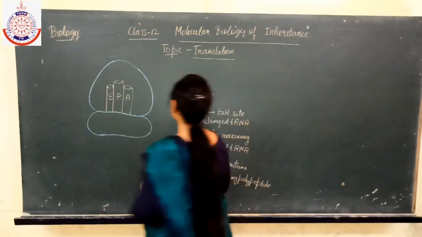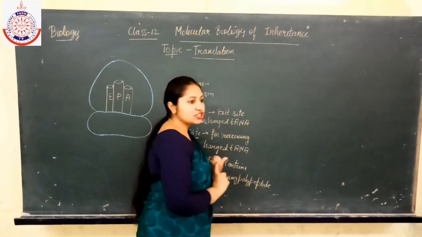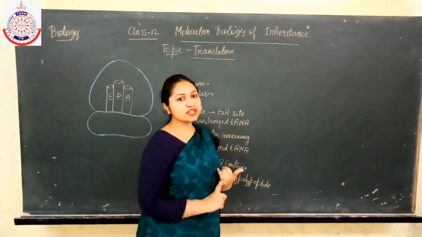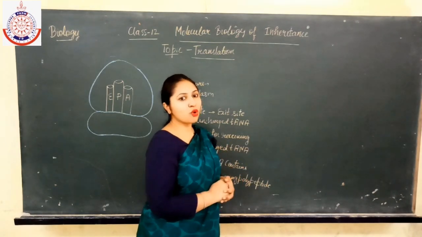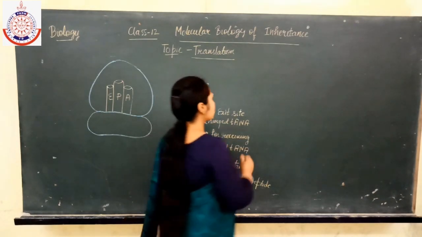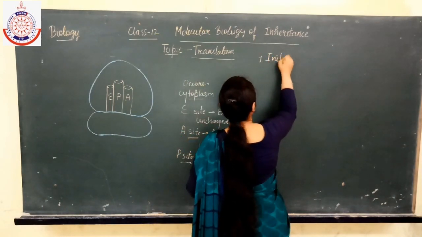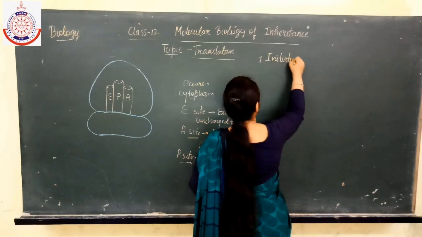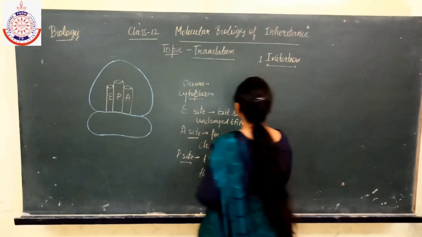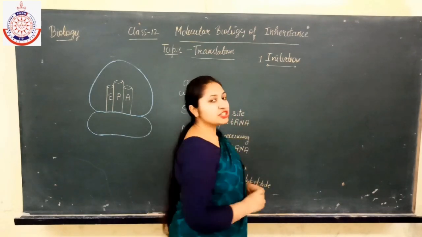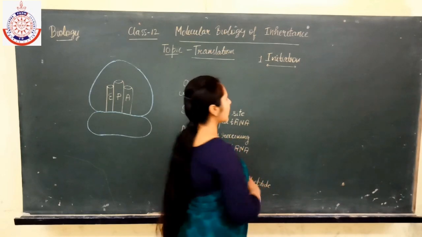So there are three steps in the translation process. The first is initiation, the second is elongation, and the third is termination. Step by step we will discuss all these three steps. So first is initiation. In initiation what happens? The translation initiation complex will form.